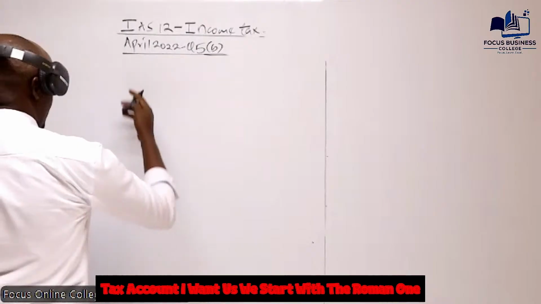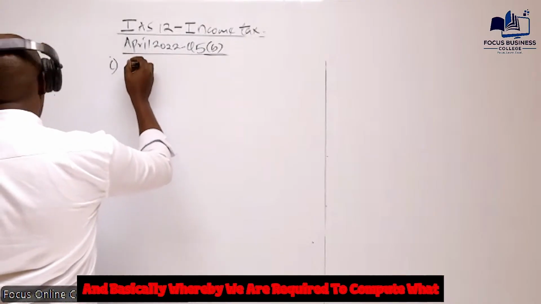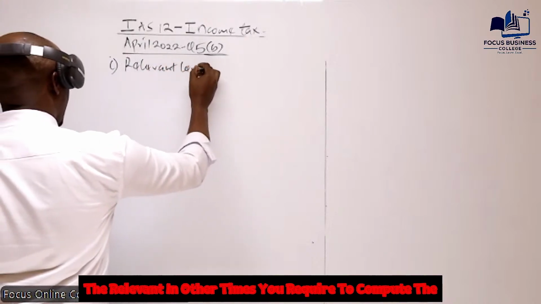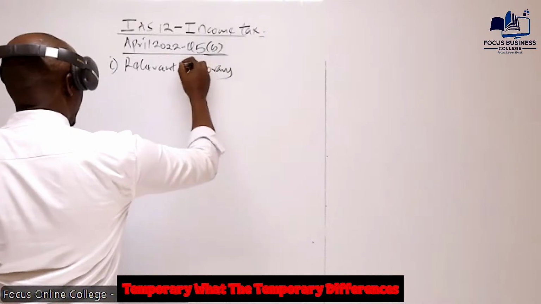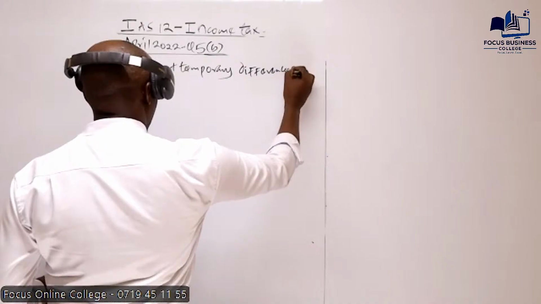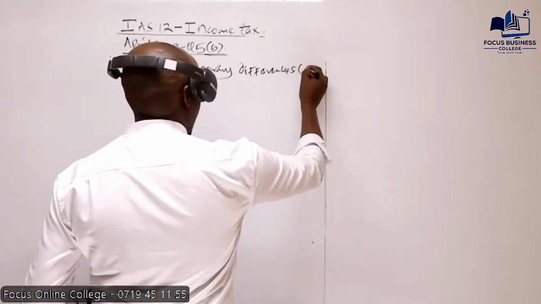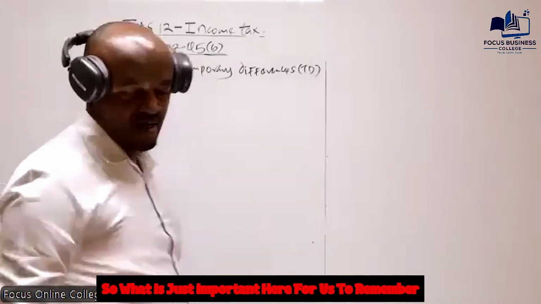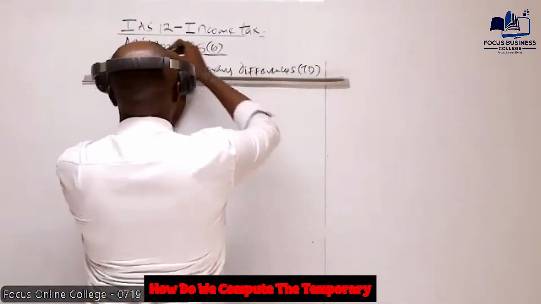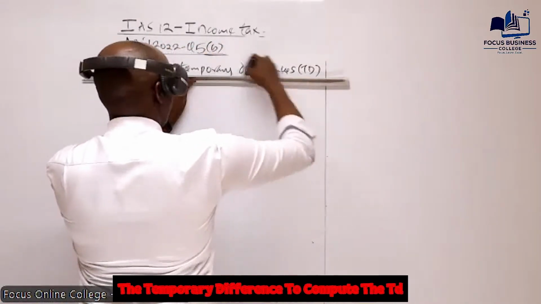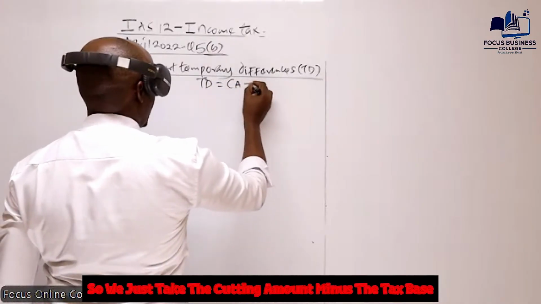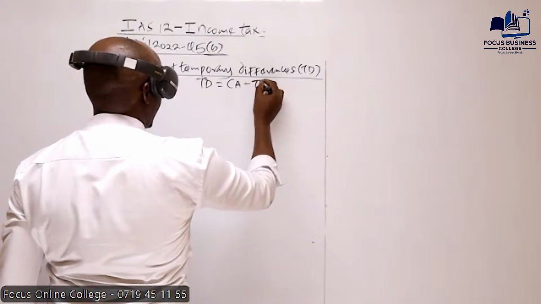I want us to start with Roman 1, whereby we are required to compute the relevant temporary differences, the TD. What is important for us to remember is how we compute the temporary difference. To compute the TD, we just take the carrying amount minus the tax base.